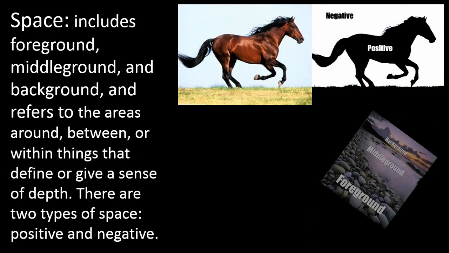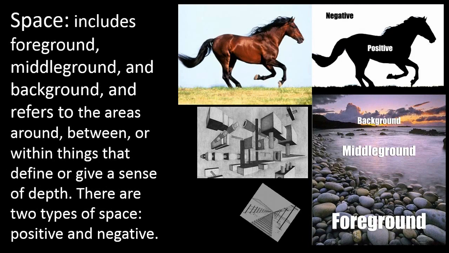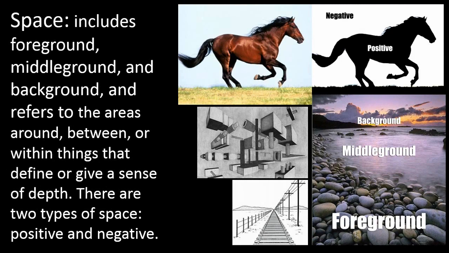The fifth element is space. Space includes foreground, middle ground, and background, and refers to the areas around, between, or within things that define or give a sense of depth. There are 2 types of space: positive and negative. Positive space is the space occupied by an object or form, and negative space is the area between, around, through, or within objects.